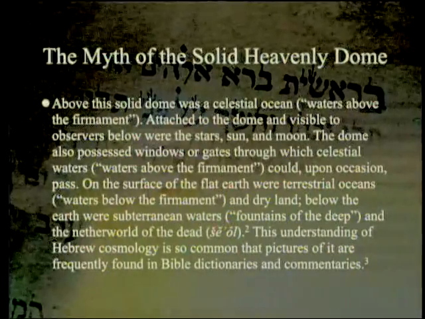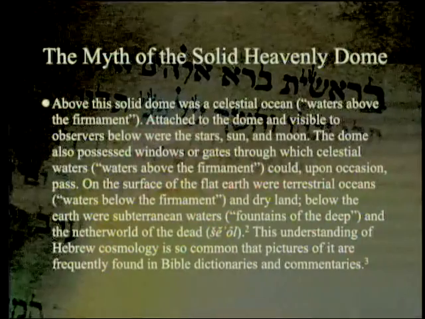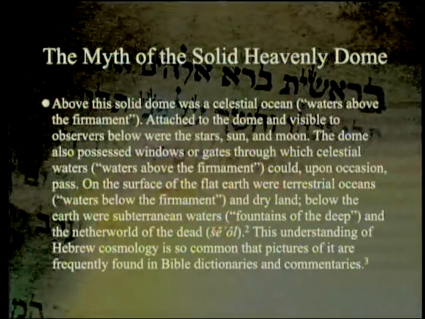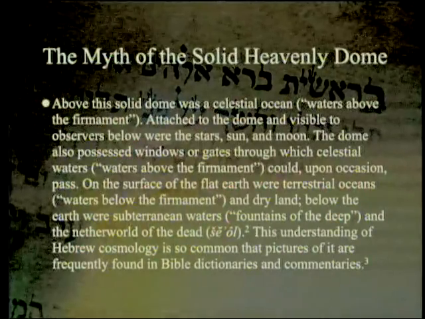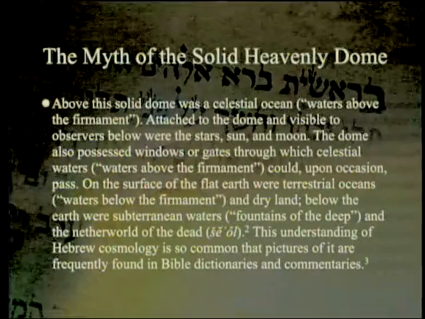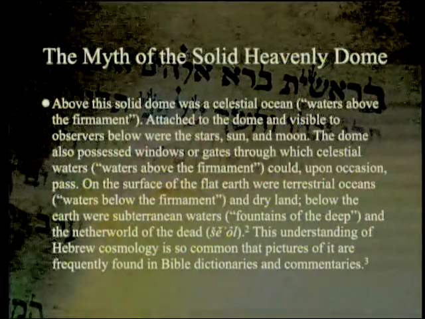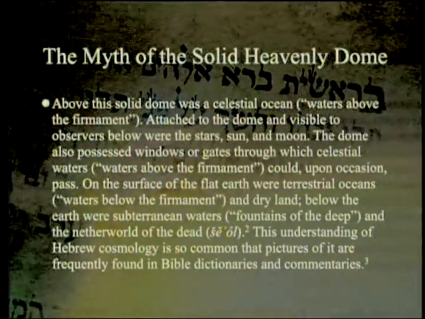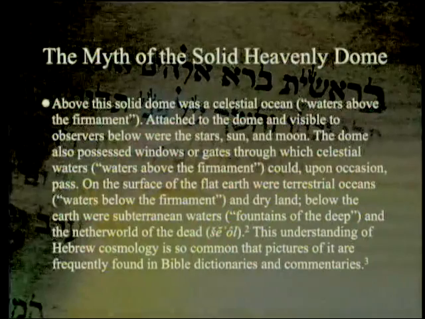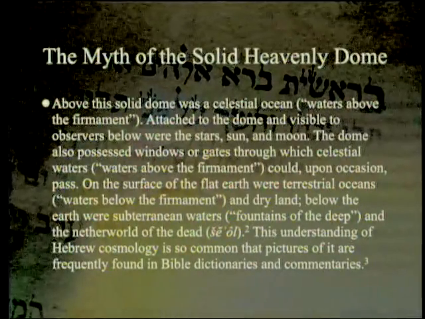Above this solid dome was a celestial ocean, waters above the firmament. Attached to the dome and visible to observers below were the stars, sun, and moon. The dome also possessed windows or gates through which celestial waters above the firmament could, upon occasion, pass. On the surface of the flat earth were terrestrial oceans, waters below the firmament, and dry land. Below the earth were subterranean waters, fountains of the deep, and the netherworld of the dead, Sheol.